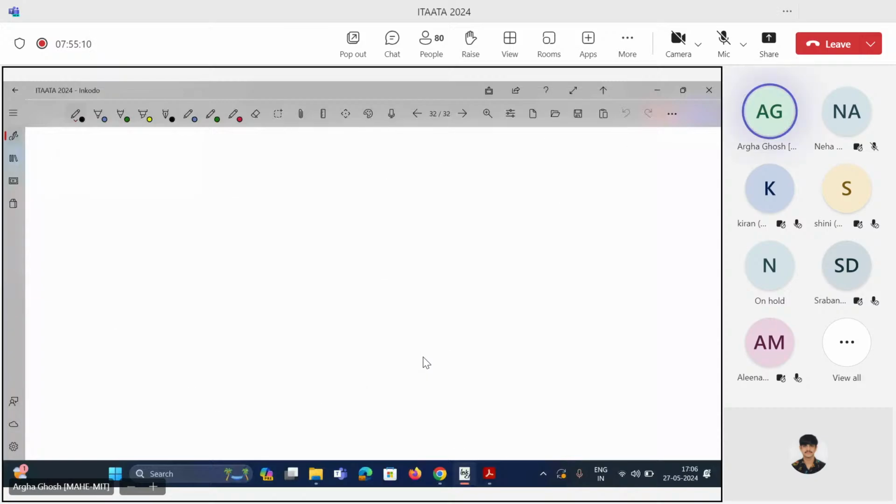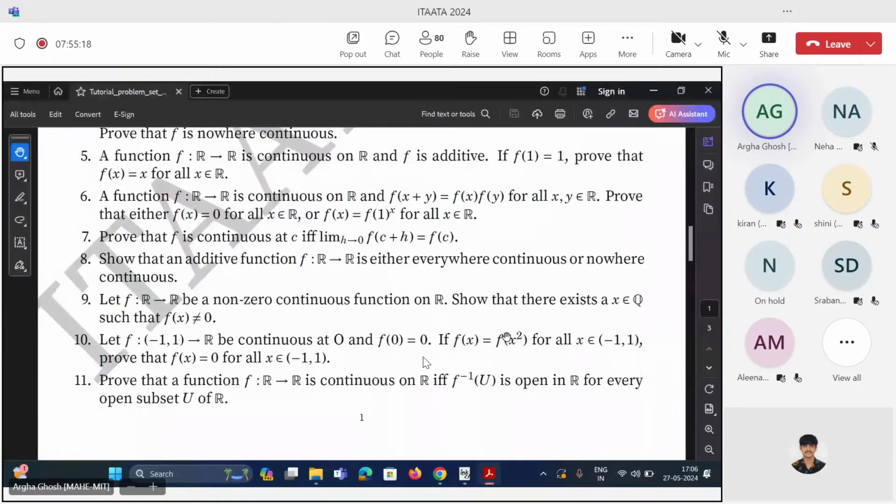First of all, what is question number 11? It's another characterization of continuous functions. To prove that a function is continuous on R if and only if the inverse image of an open set of R is open in R. It's like a theorem. You have to prove it. So f is continuous on R if and only if f inverse U is open in R for every open set U of R.